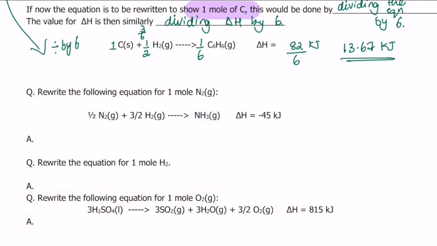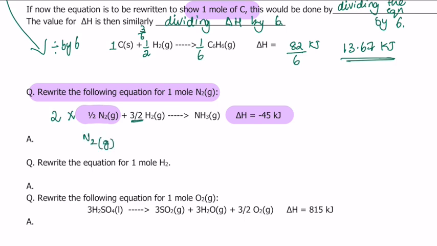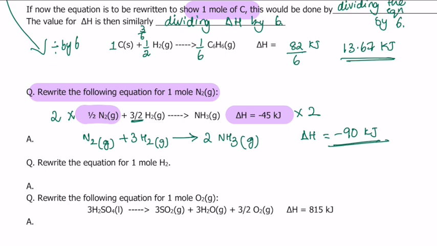Let's practice one more question. So for example, the question says rewrite this equation for 1 mole of nitrogen. You notice that you have half mole of nitrogen given to you and delta H associated with that is also given. So to convert half into 1, you would multiply everything with 2. So you would get 1 mole of nitrogen. If you multiply this with 2, you get 3 moles of hydrogen forming 2 moles of ammonia. And using the properties of delta H, you would also have to multiply this delta H value by 2, and the new delta H value for this reaction would be negative 90 kilojoules of energy.